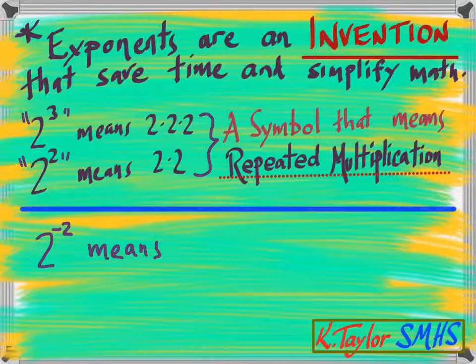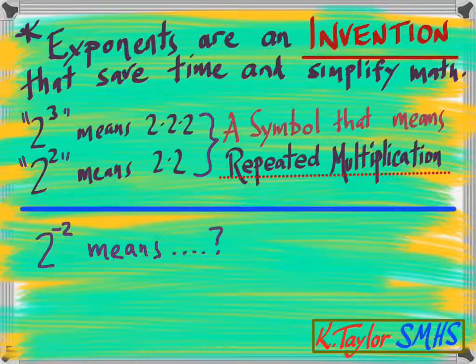What does 2 to the negative 2 mean? Because you can't multiply a number times itself negative 2 times. That concept doesn't really seem to hold true for negative exponents. And my point here in this video, my friends, is that it actually does mean the same thing. It still is repeated multiplication, but we're going to take a little bit to get to exactly what I mean by that.